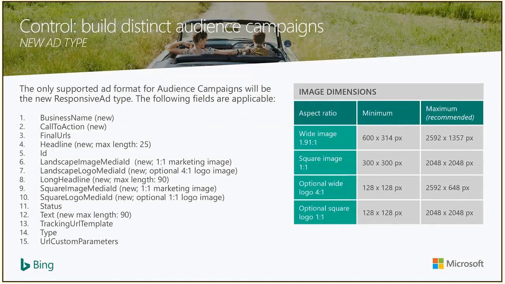For audience campaigns, we also have a brand new ad type. We are calling the responsive ad type. The following fields are applicable. You can see them on the screen. Most notably, there are 2 headlines, the long headline and the normal headline, which is also the short headline. The idea of the responsive ad is that you give us the skeleton of your ad, and we will reorganize it.